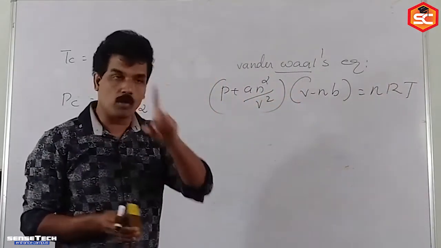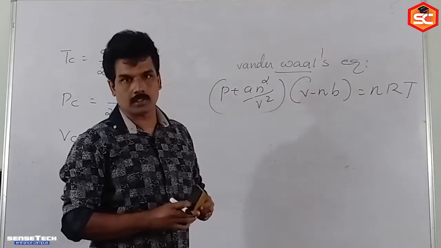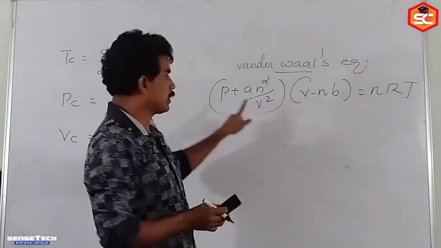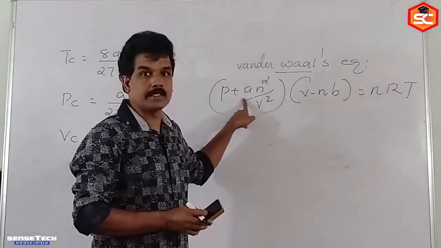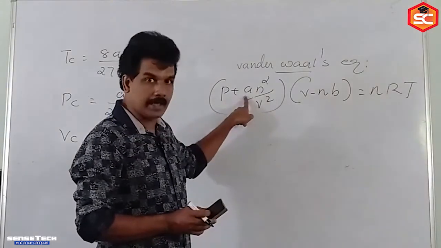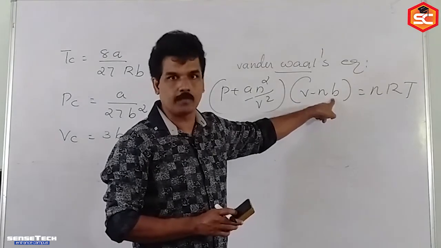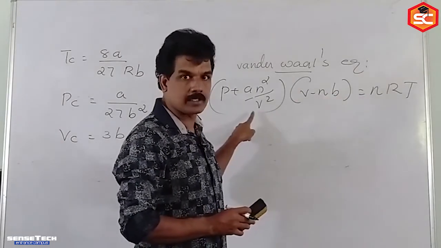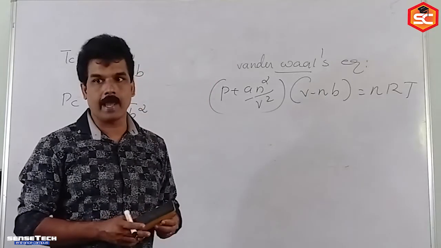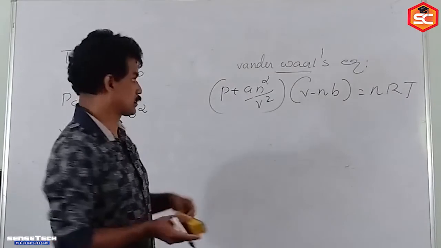If it is 1 mole, give 1 in place of n. A and b are van der Waals constants. A is for pressure correction and b for volume correction. The value of a depends on the interaction between the particles, and b depends on the size or volume of the particle. A: interaction between the particles; b: size or volume of the particle. Pressure correction and volume correction.